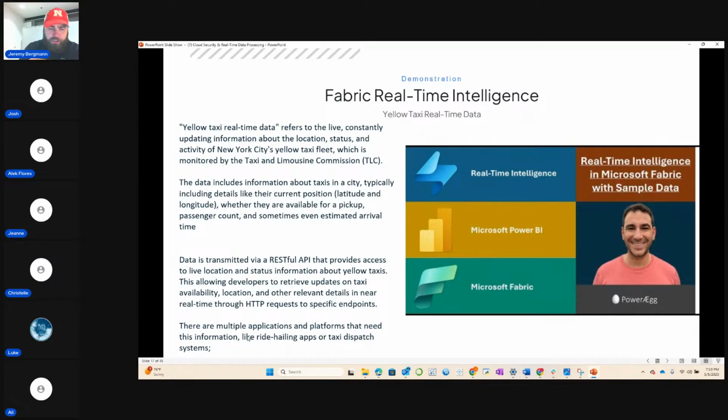Then there are multiple applications that use it, like ride-hailing apps or taxi dispatch systems. So then they will process the data however they need it in real time. And then maybe they have dashboards, maybe they have some type of detection systems, or they actually send that information to mobile applications that they're processing in real time. So they are ingesting that information in real time. Then they transform it and enrich it in a certain way to present it, whether it's through Power BI or some other system, app, or whatever that interface might be.